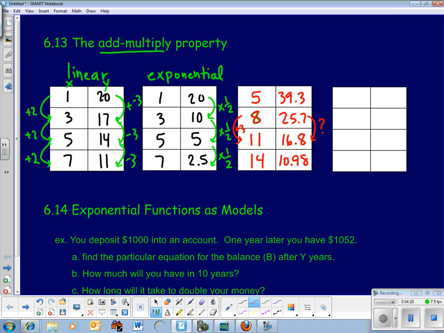So that's one style. I'll give you numbers in the middle, and it might ask you to find 1 or 2 above it and 1 or 2 below it. But it's nothing fancy. It's called the add multiply property. The other one would look something like this.